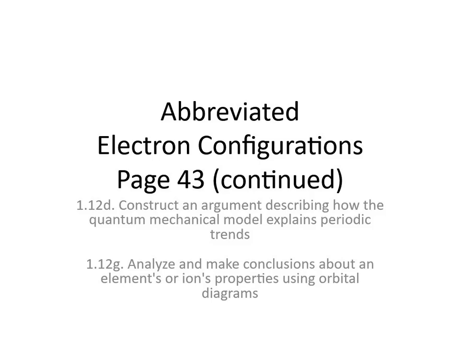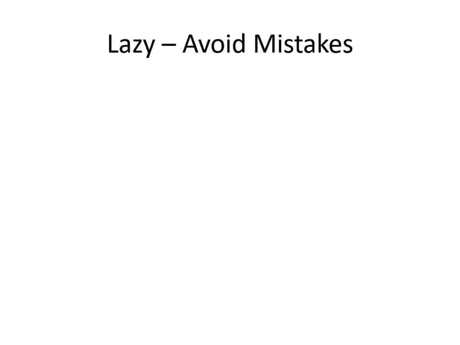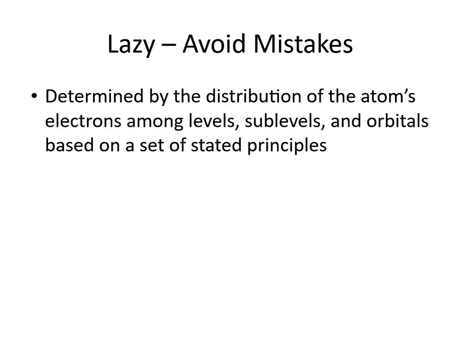So again, we're doing abbreviated electron configurations, continuing on page 43, so same objective. Now, when we do abbreviations, one of the benefits is we can kind of be lazy, but it also avoids us making small mistakes, right? So you can use this to help you determine the distribution of electrons among the energy levels, sublevels, and orbitals a little bit more quickly while still meeting all of those expectations, okay?